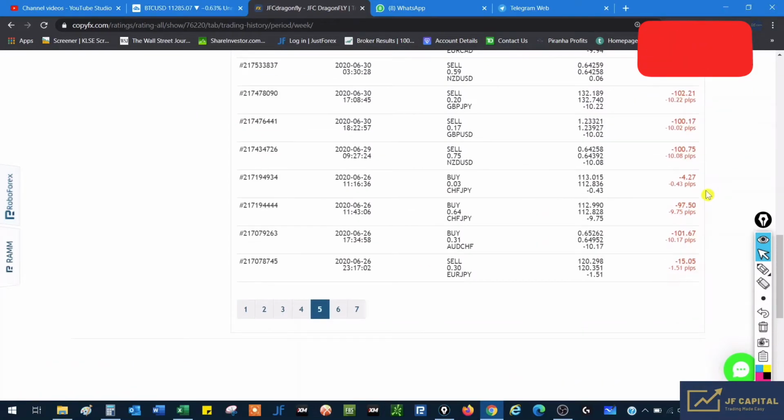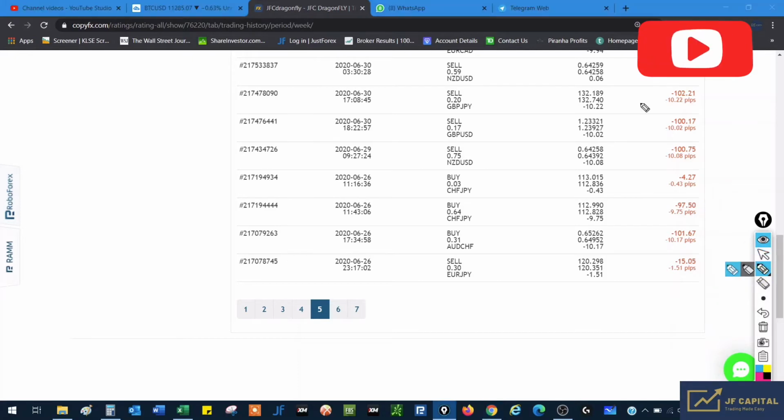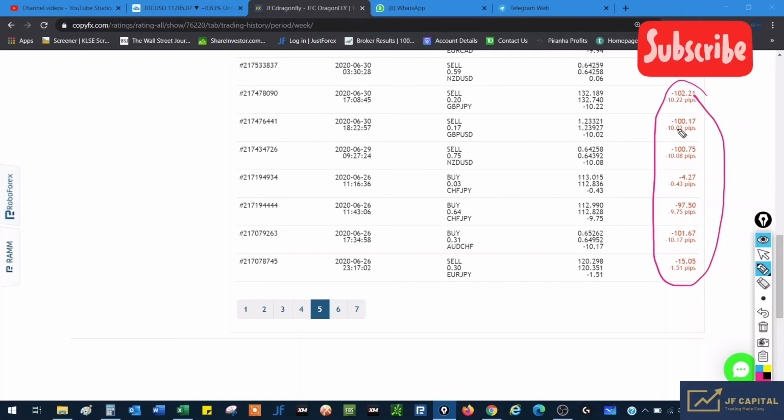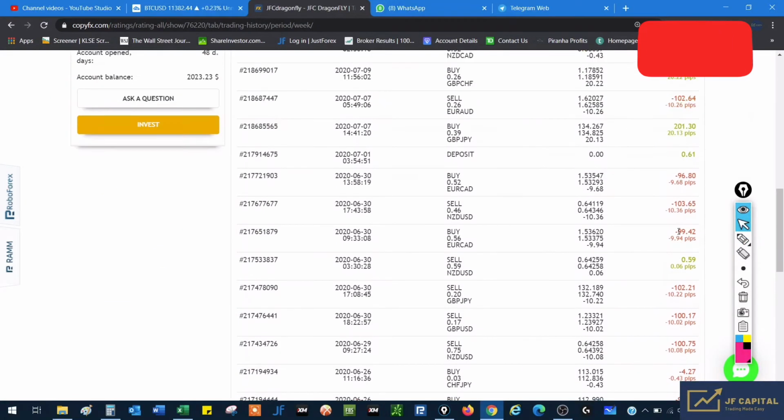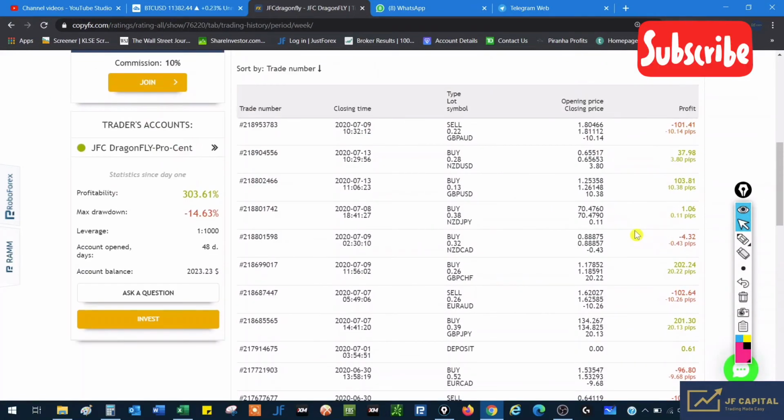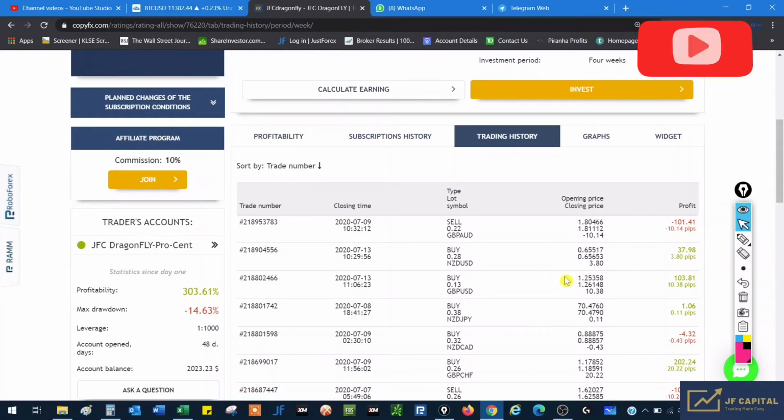So this is a losing streak that JFC will experience. Something like this. Okay, negative, negative, negative, negative, negative. So you have to be prepared that when you have a winning streak, there will be a losing streak.